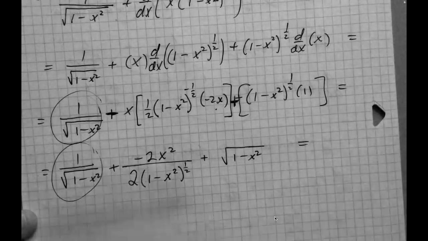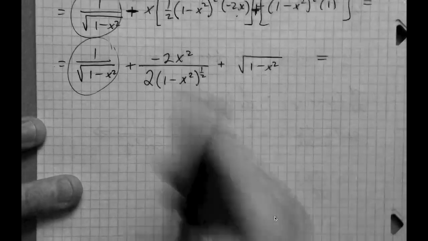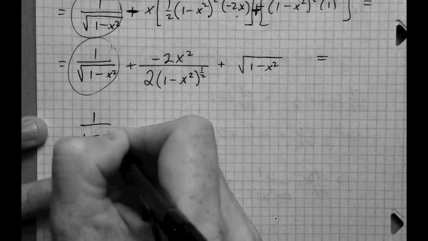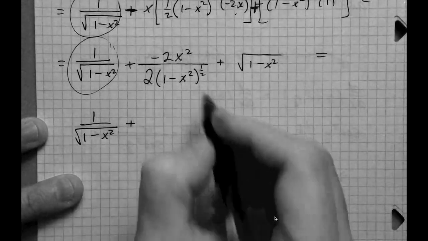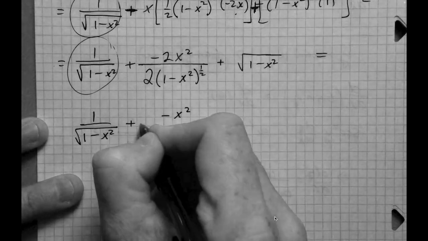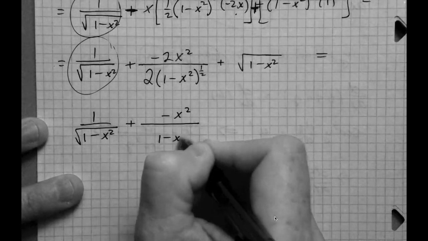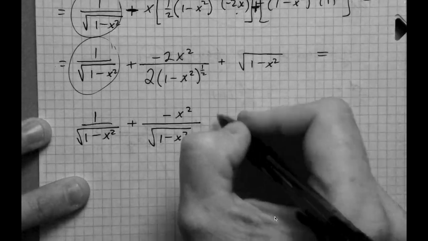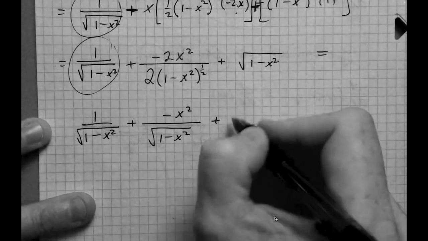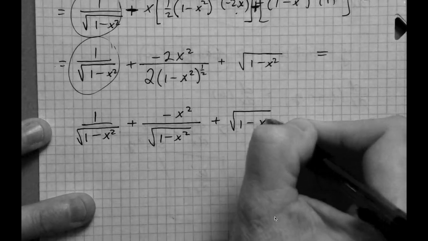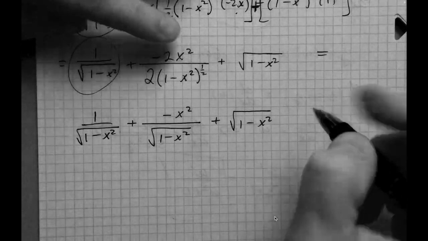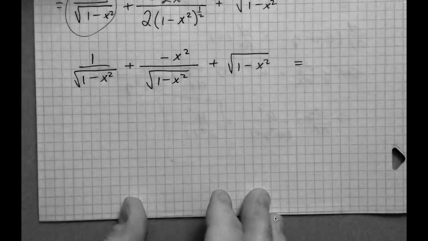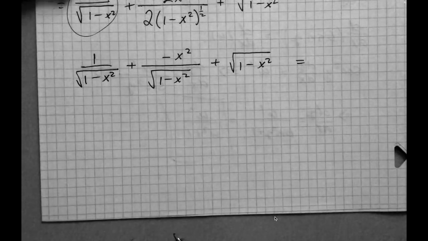One more pass and we'll have this one cleaned up. So it's 1 over the square root of 1 minus x squared. That's there. And then this we can cancel, so you get negative x squared on top and the square root of 1 minus x squared on the bottom, plus, and then up here you get the square root of 1 minus x squared. Now, I guess we could clean this up a bit more, couldn't we? This is turning into an exercise of just simplification.